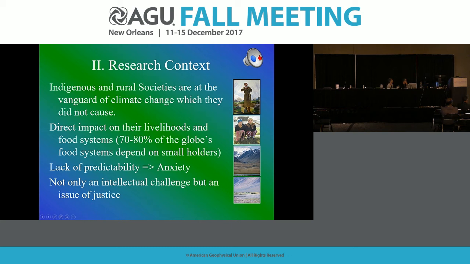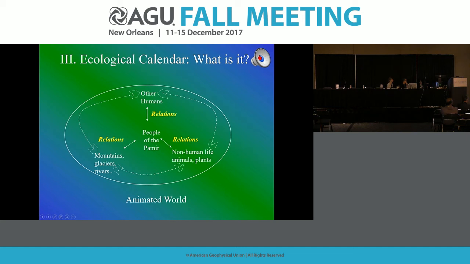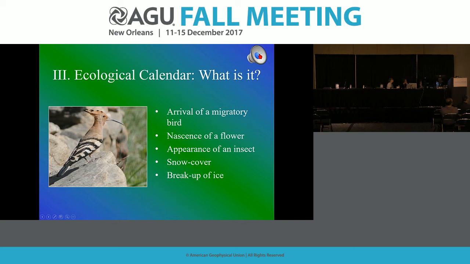An ecological calendar perceives the world as animated, alive with complex connectivity, where a group of people in a particular region have complex relations with other life, such as animals and plants, glaciers, mountains, and rivers, as well as other human beings in other contexts. Ecological calendars work when individuals link their livelihood activities and actions to specific indicators and events in their habitat, such as arrival of a migratory bird, the nascence of a flower, the appearance of an insect, the level of snow cover, breakup of ice, and so on.